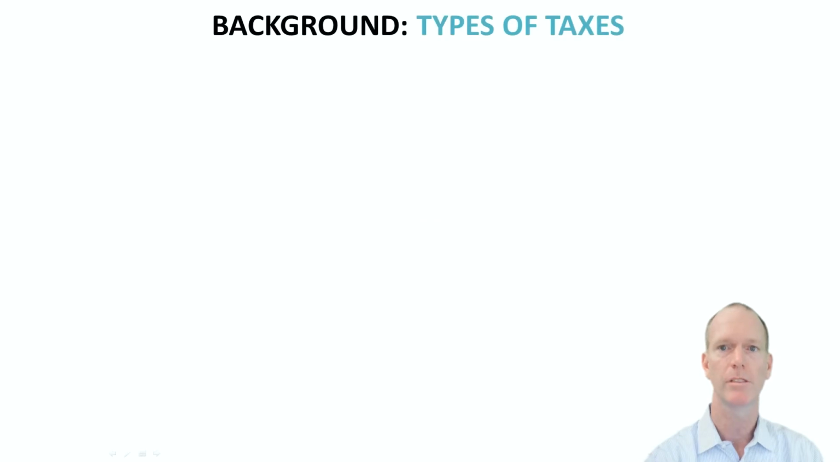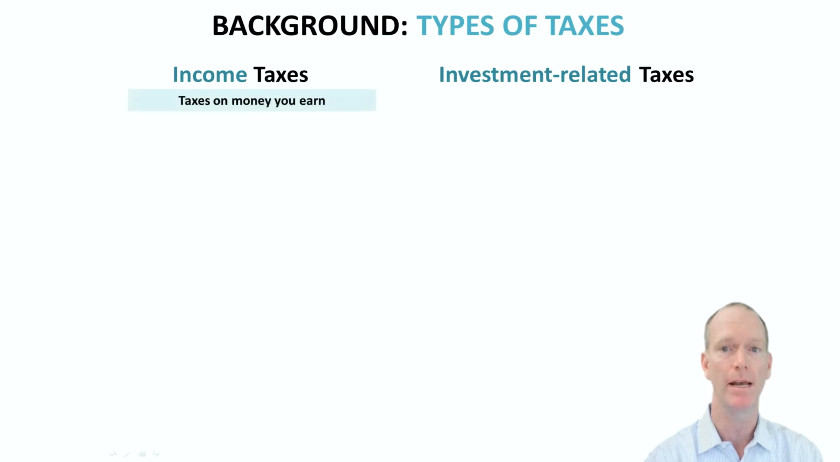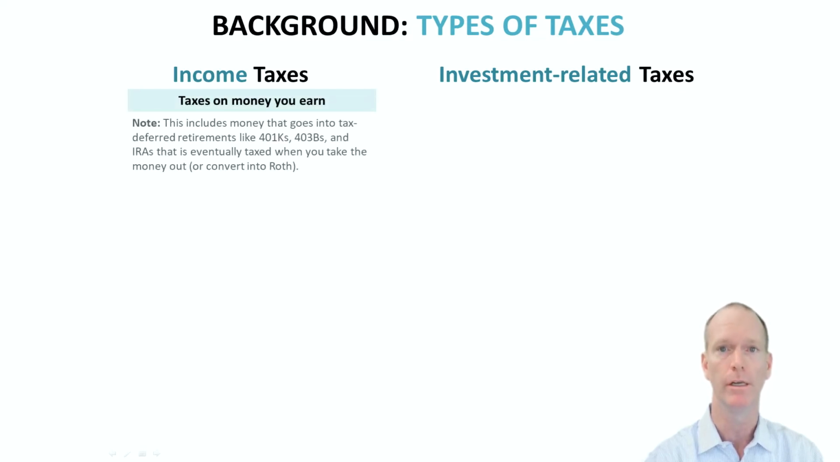The first background topic focuses on the types of taxes we pay. Asset location relates to both income and investment-related taxes. So these taxes are the first thing I want to revisit. As a reminder, income taxes are the taxes you pay on money you earn. That's going to be ordinary income that comes through on your tax return. Investment-related taxes are the taxes related to your portfolio and investments. These are things like dividends, interest, and capital gains.